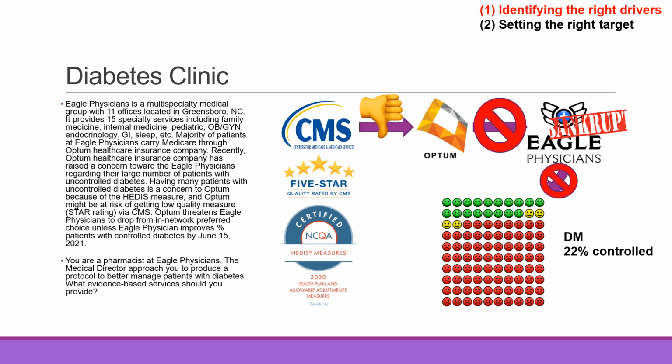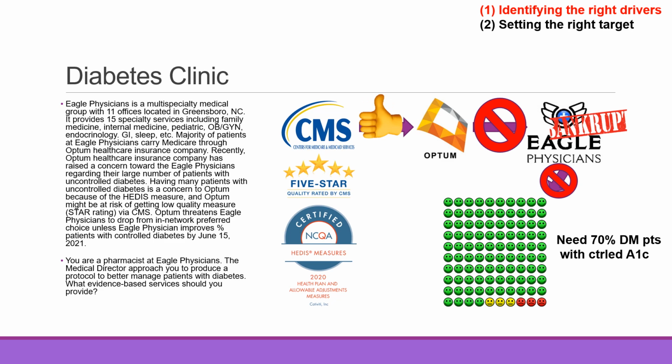Your clinic goes bankrupt and you no longer have a job. So that's a sad story. What you need to do is get a good HEDIS measure or quality measure score in order to avoid this bad consequence of your clinic going bankrupt. So what you need is, I guess, at least 70% of diabetes patients who have a controlled A1C level.